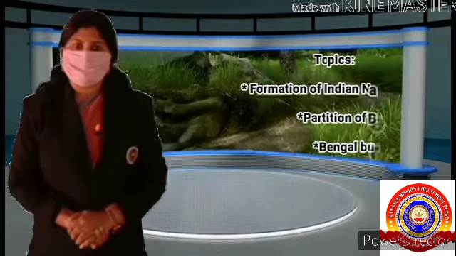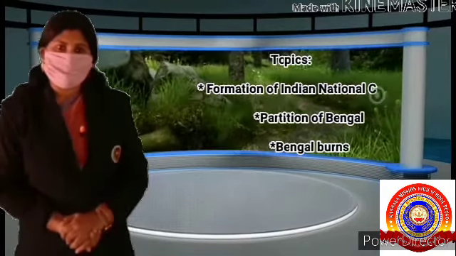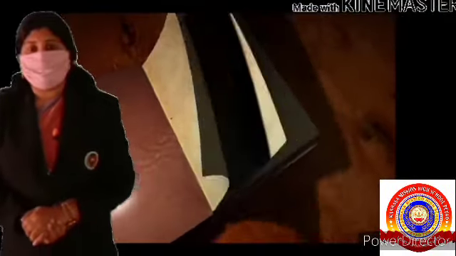In the last class, we have studied up to the formation of associations. Today, we are going to study about the topics formation of the Indian National Congress, Partition of Bengal, and Bengal bonds. So, let's begin today's class.